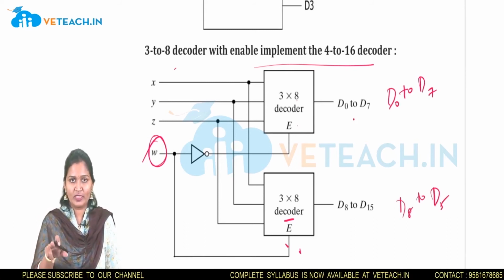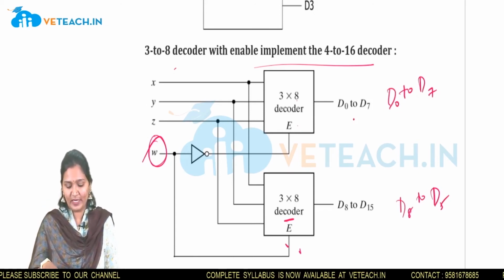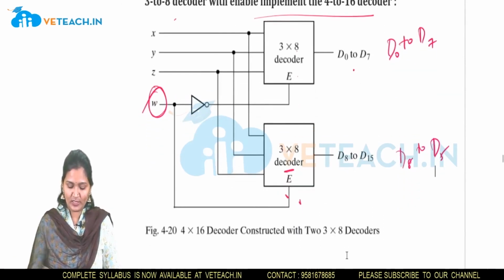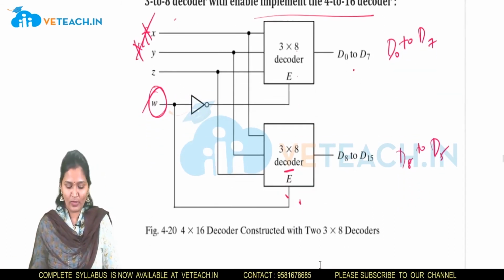Okay. We have discussed the 3 to 8 line decoder, right? Similarly for 4 to 16 we use 2 3 to 8 line decoders. Okay. This is very important. So this is about decoders.